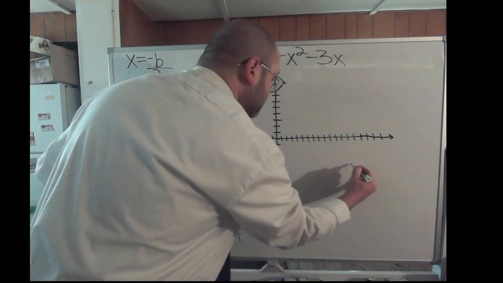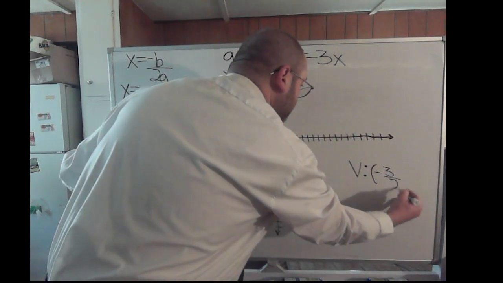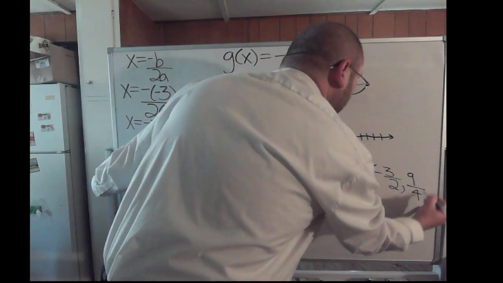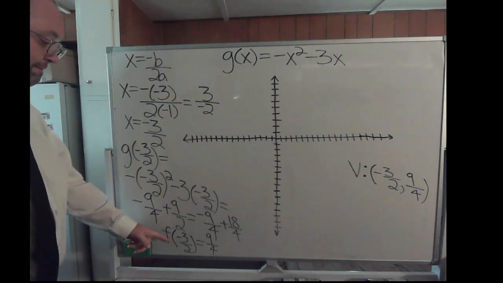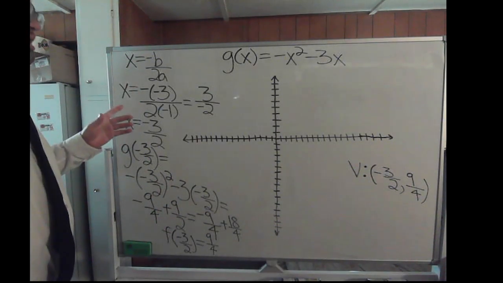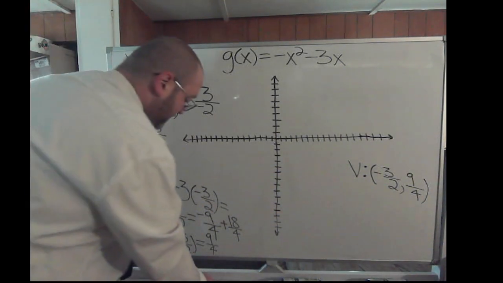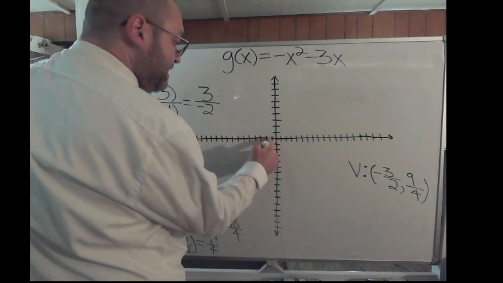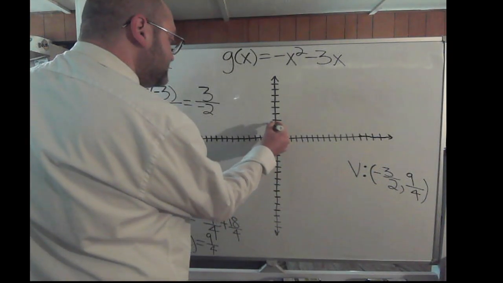So the vertex is going to be, therefore, the coordinate -3/2, 9/4. That would be your vertex. So now we can plot that point. Negative 3/2 is here, negative 1/2, 9/4 is a little bit greater than 2. So the vertex is right there.